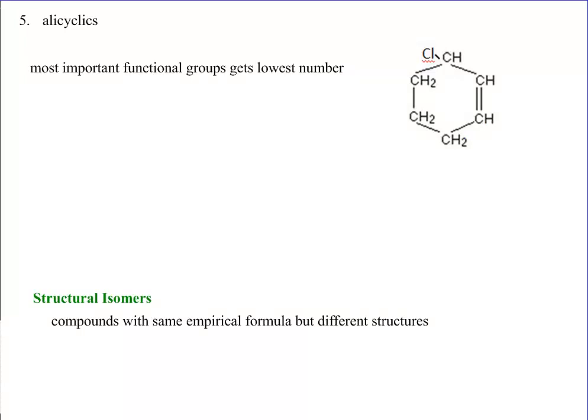Okay, when I'm naming alicyclics, I have a ring structure, and so 1 could be anywhere, 1 being the smallest number. Remember, I want the most important functional group to get the lowest number. So I can go clockwise around this ring, I can go counterclockwise around this ring. I've got 2 functional groups. I have a double bond here, and I have a chlorine here. So I want to count around the ring to ensure that both of those 2 functional groups get as small a number as possible.